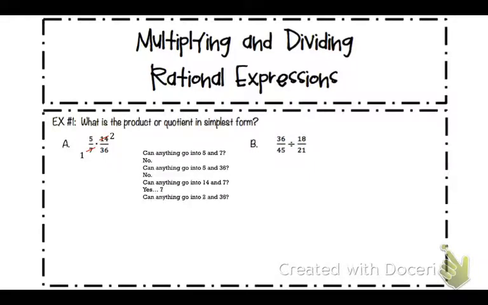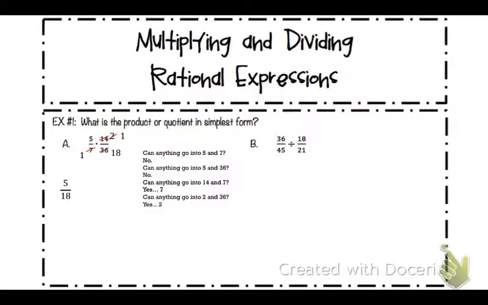Now I'm going to say, can anything go into 2 and 36? Because the 14 got replaced with the 2. Yes, 2 can. 2 goes into 2 once. 2 goes into 36 18 times. Just finish simplifying that. 5 times 1 is 5. 1 times 18 is 18. So that reduces to 5 over 18.